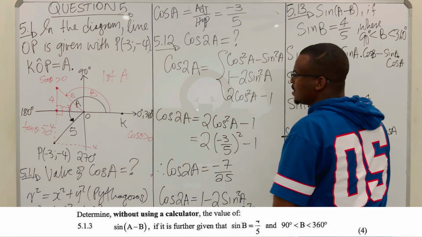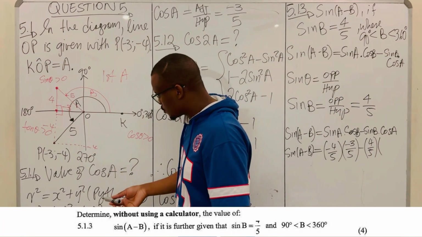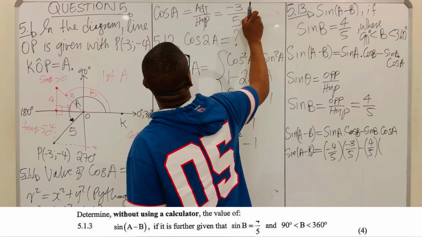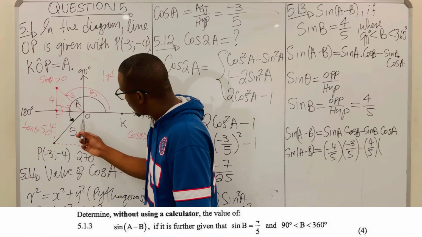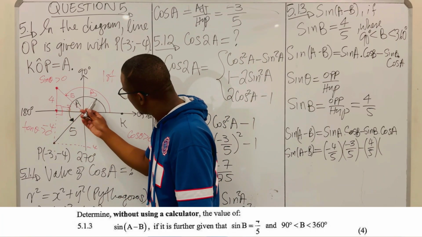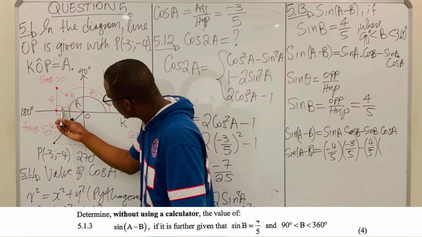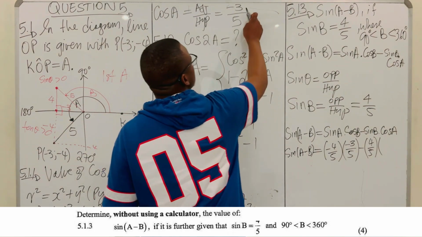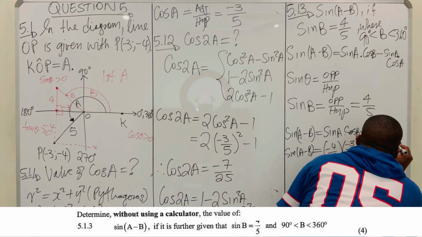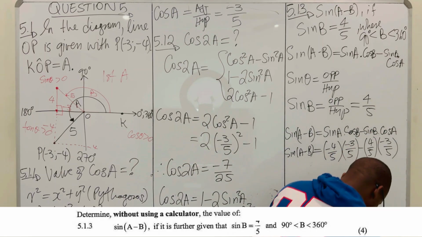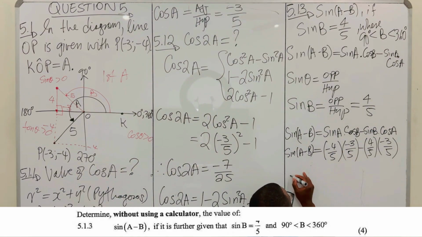What is your cos A? Your cos A is what you found at the beginning. Or you can look for it. Your angle A is this one here, so your cos A is equal to adjacent over hypotenuse, which is minus 3 over 5, same as this. So you have minus 3 over 5 here. So you punch it and see that your sine A minus B is equal to the answer to that.